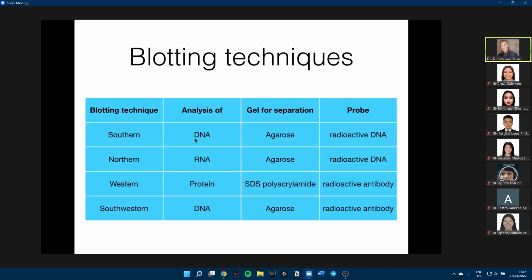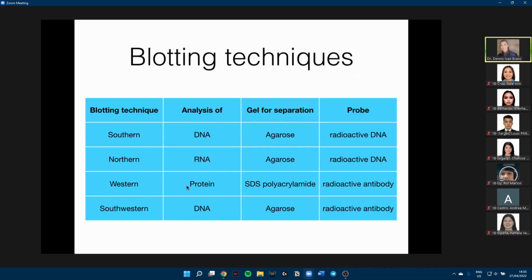Okay, so like what I said, Southern blot is the original blotting technique, and there are offshoots such as Northern, Western, Southwestern. All of them utilize the same principle. What changes now is what is being analyzed. Like analysis of RNA is called Northern blot. The probe here is a radioactive DNA. Well, because DNA is very stable.